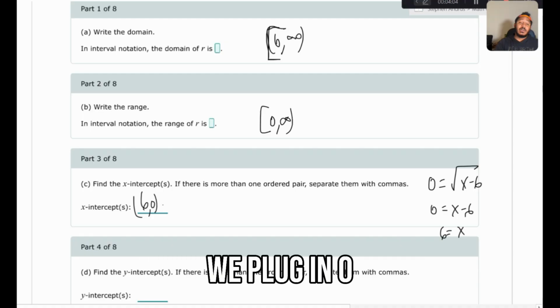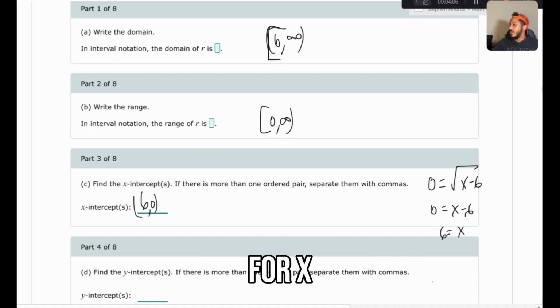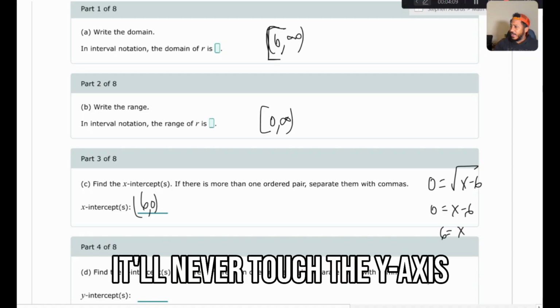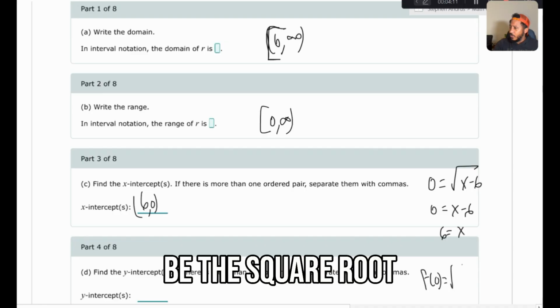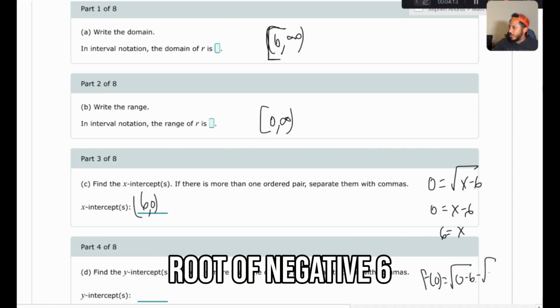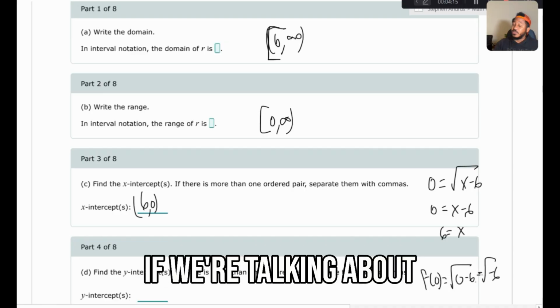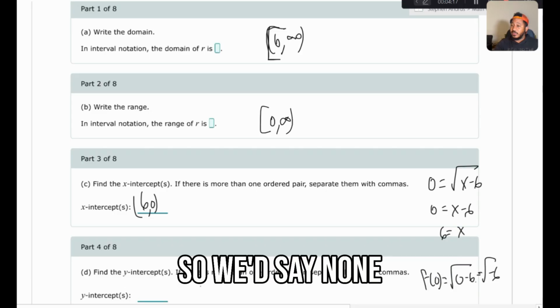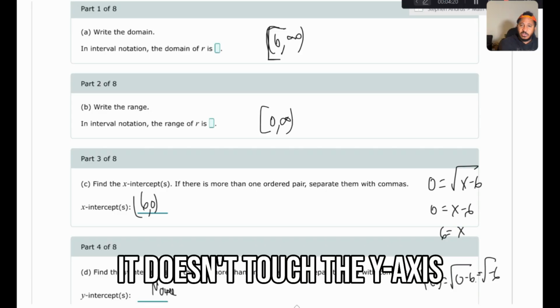To find the y-intercept, we plug in 0 for x. But if you look at our graph, we never touch the y-axis, right? F of 0 will be the square root of 0 minus 6. So that's the square root of negative 6. Which again, if we're talking about real numbers, then there is no y-intercept, so we'd say none. Again, according to our graph, it doesn't touch the y-axis.